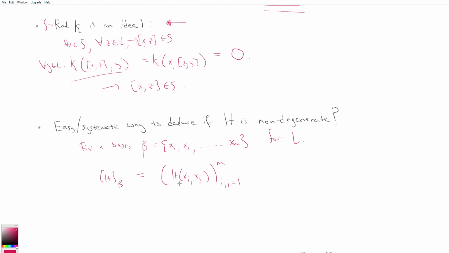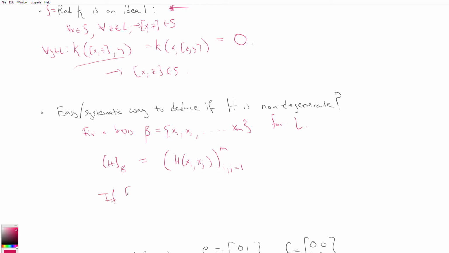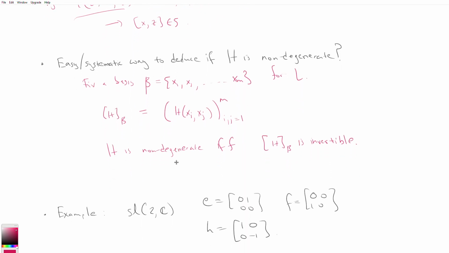H is non-degenerate if and only if H sub beta is invertible. So if it's not invertible, it's degenerate, and if it is invertible, then it is non-degenerate. And so let's take a look at an example of this.